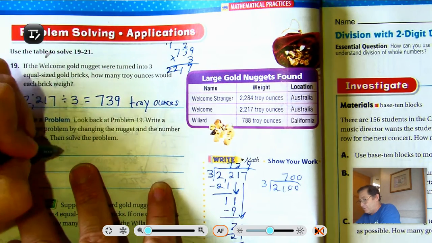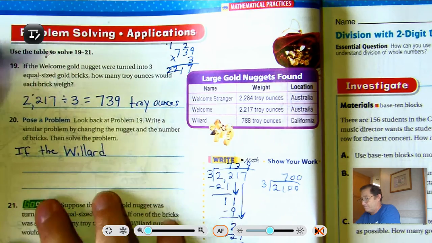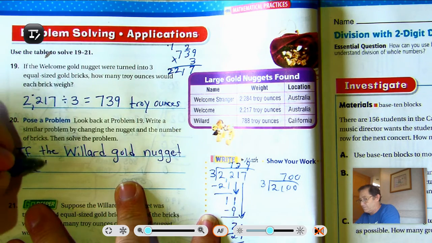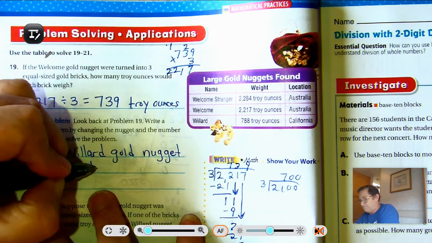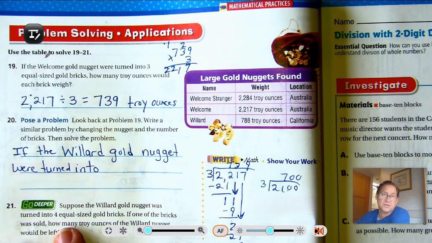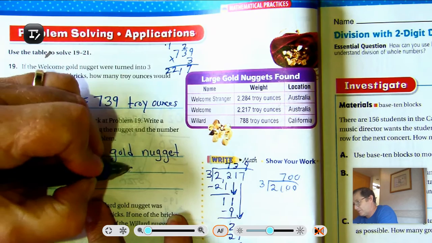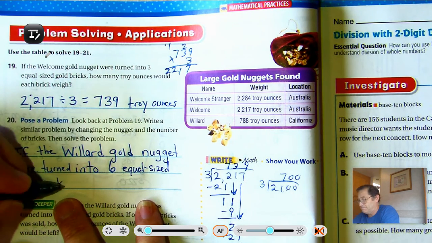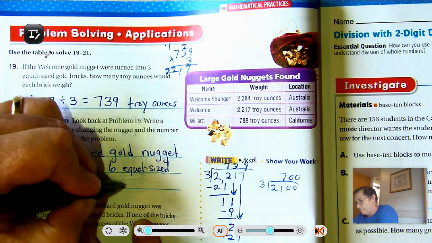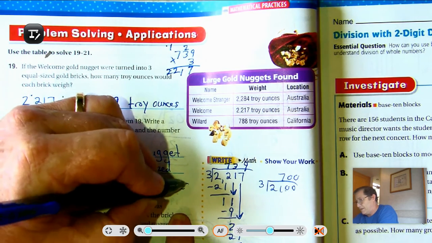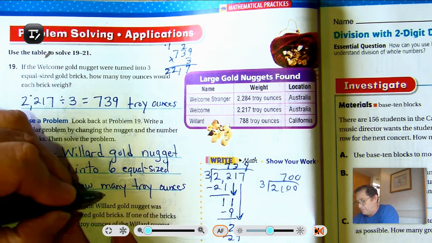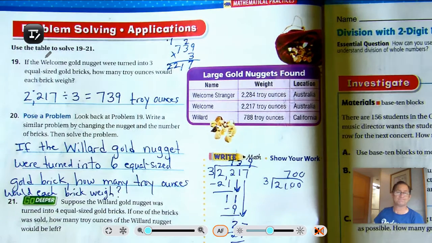If the Willard gold nugget were turned into, I don't know, we have to change the number of bricks, right? So you can go less, you can go more. I'm going to say 6 equal sized gold bricks. How many troy ounces would each brick weigh? Okay, then solve the problem.